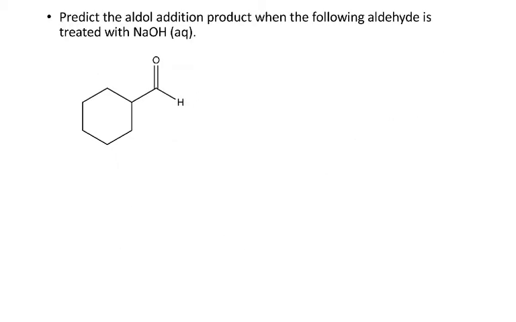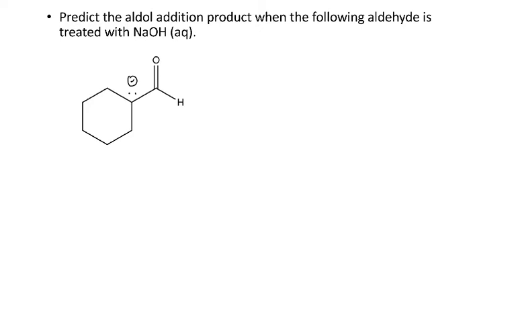Okay, here's another example. And we want to predict what the addition product is going to be when the following aldehyde is treated with aqueous sodium hydroxide. So again, I like to think about, all right, this is my alpha carbon. So we have one hydrogen here that we can pull off when I form the enolate.